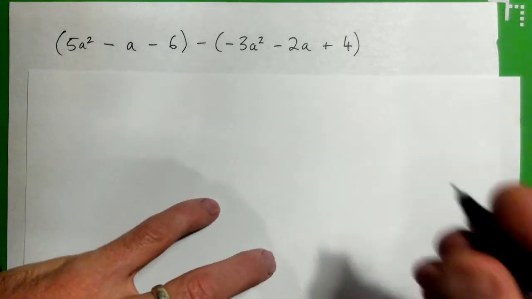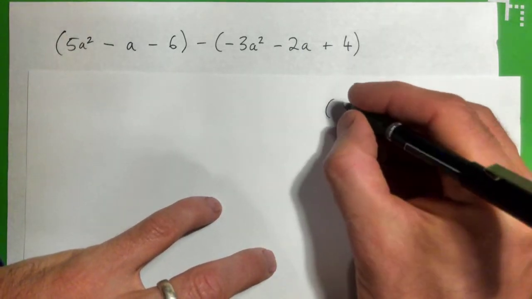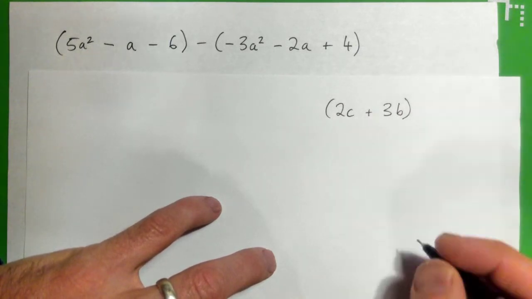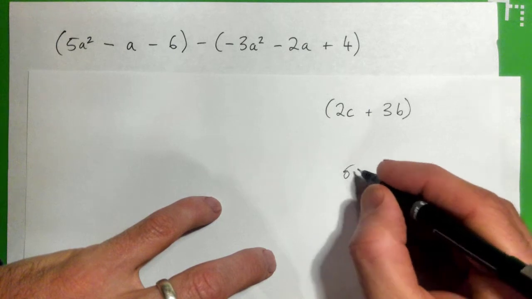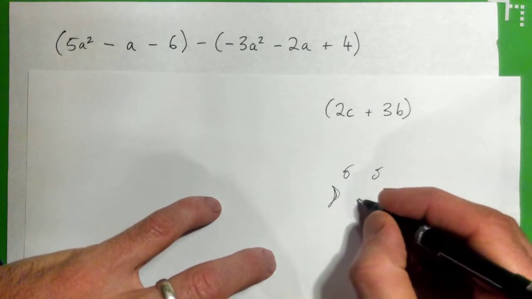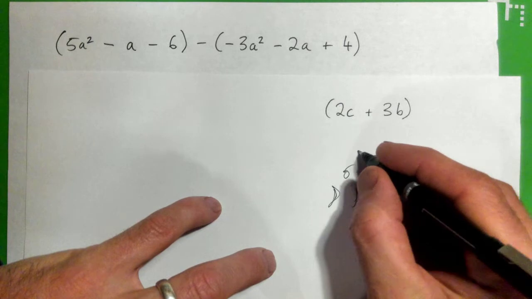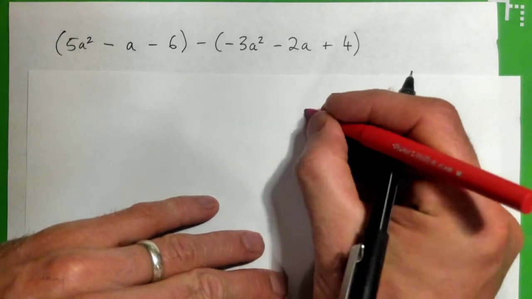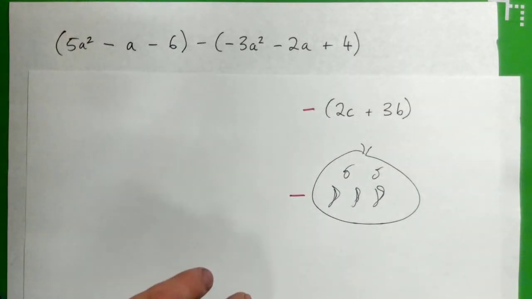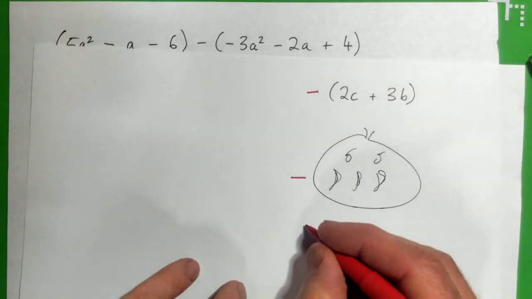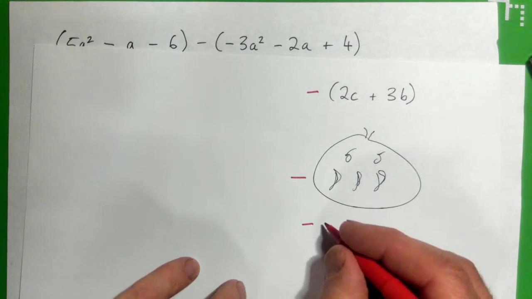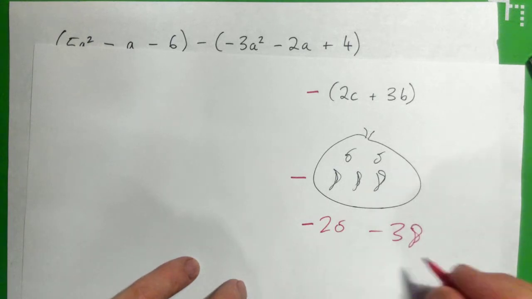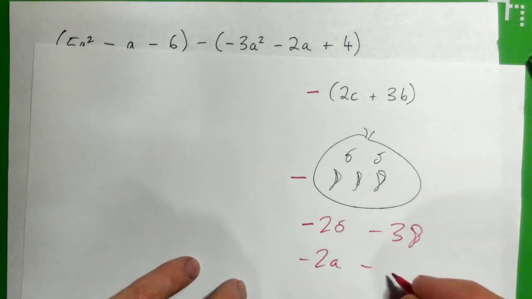Okay, so what it's like is, imagine if you had a bag and there was 2 cherries plus, let's say, 3 bananas in a bag. So here's our 2 cherries, 1, 2. Here's our 3 bananas, 1, 2, 3. And those are in a bag. Now if I subtract that bag of stuff, I will be subtracting 2 cherries, right? And also subtracting 3 bananas, right? So it's subtracting 2 cherries and also subtracting 3 bananas.